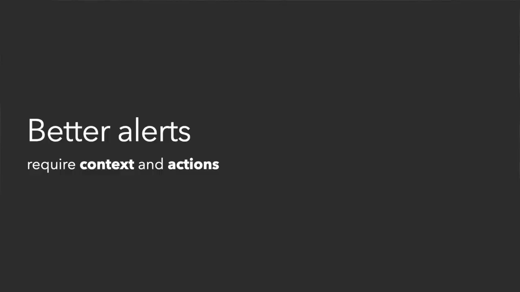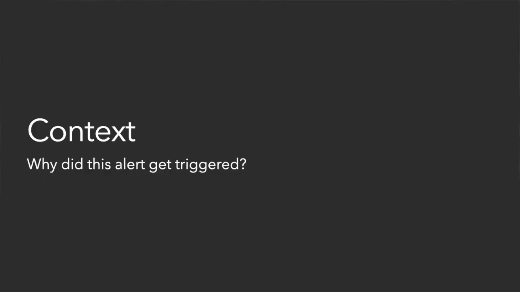So how do we make things better? First, we need better alerts, and that requires two things. Alerts need to provide context and action steps. Context. Why did this alert get triggered? This seems obvious, but in my experience, people often conflate what they think is wrong with what actually triggered the alert. For example, an alert might say, "Critical, service down." But actually, the service emits a heartbeat every 10 seconds, and the heartbeat hasn't registered in the past 30 seconds.